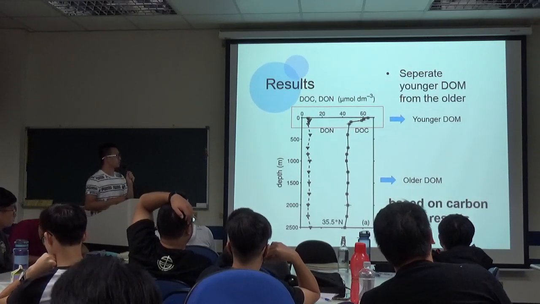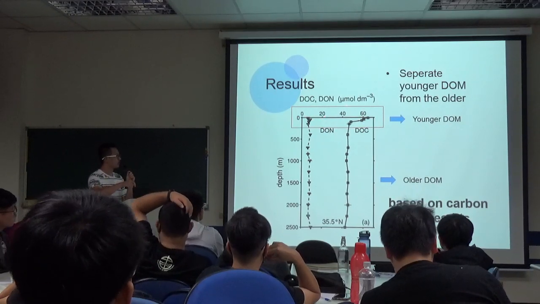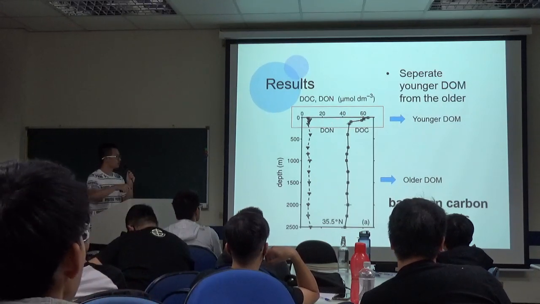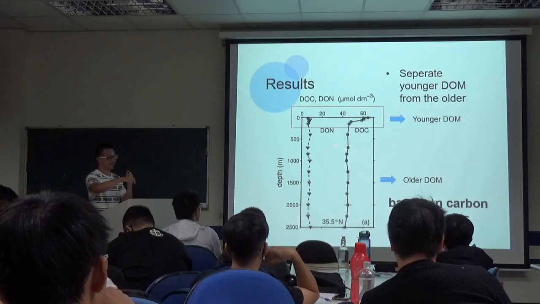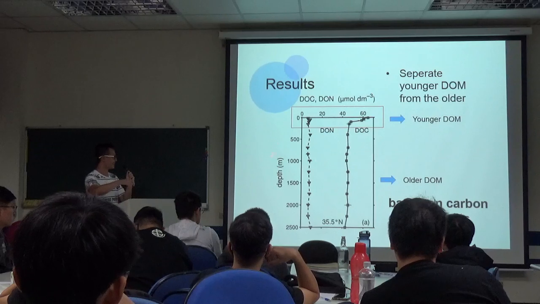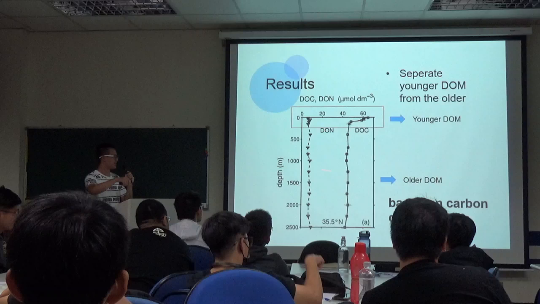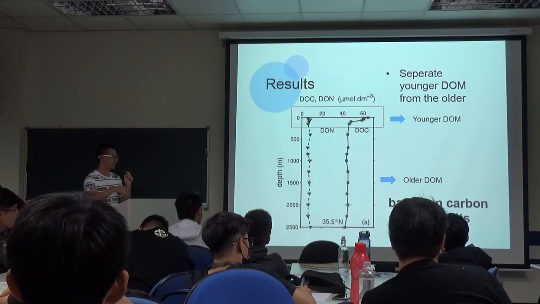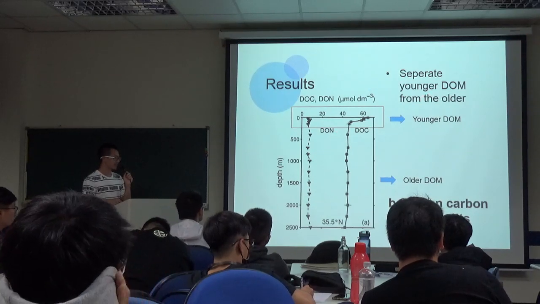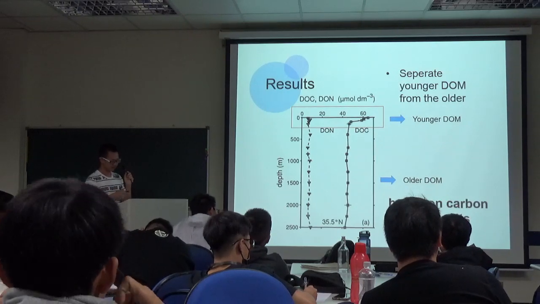And pay attention, we should separate younger DOM from the older. The red part is the younger DOM, which is what we need to research. In this picture, the x-axis is the latitude in the north, and the y-axis is the depth. And the other part is the older DOM. The difference between the younger DOM and the older DOM is based on carbon dating results.